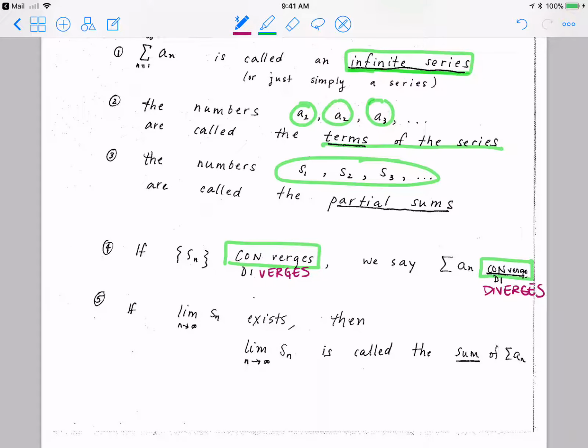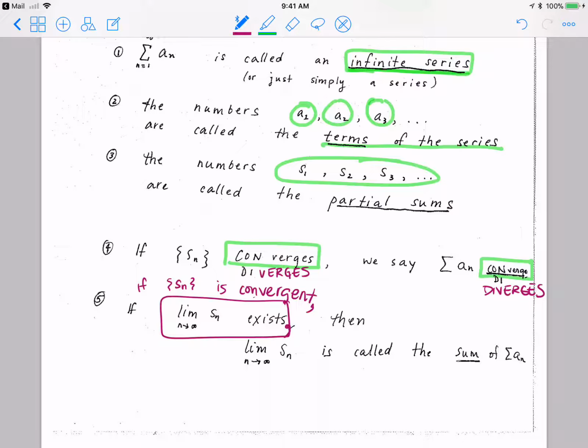And the last thing we want to point out is that if the limit of your sequence of partial sums exists, that's the same thing as saying your sequence of partial sums is convergent. So all these are different ways of explaining the same concept. If that limit exists and is finite, if the sequence converges, same thing, then whatever your limit is is the sum of the series.